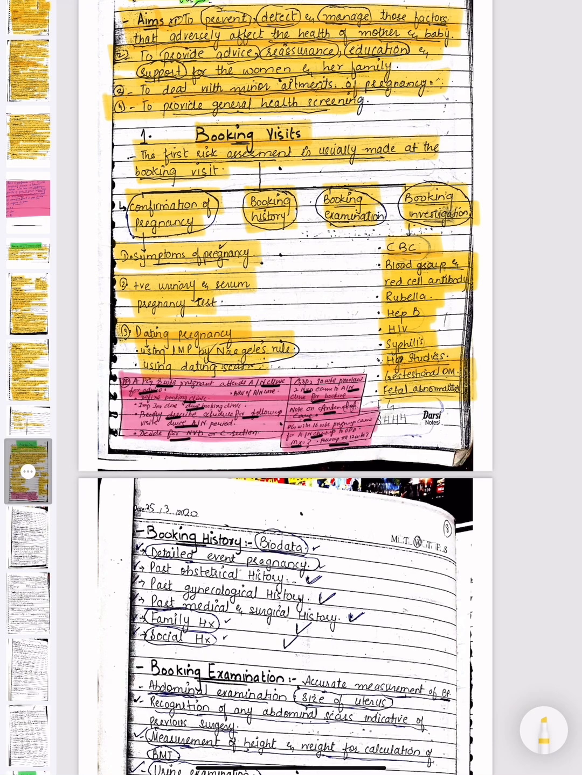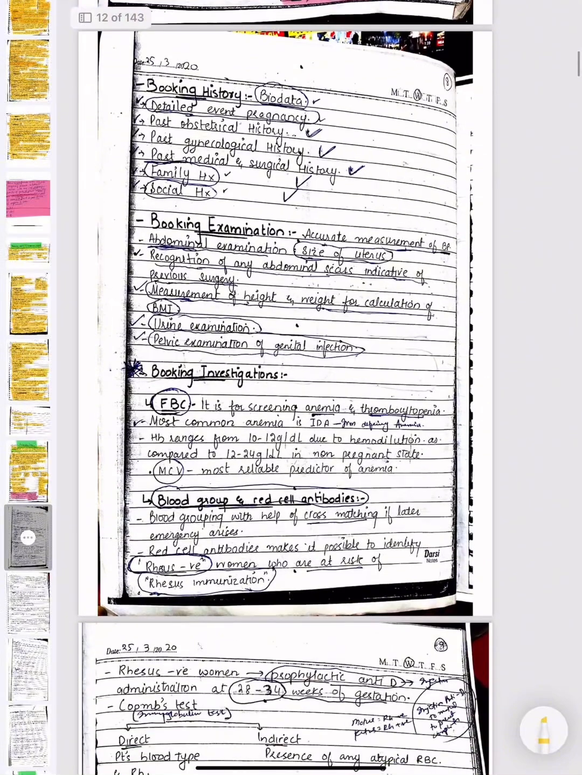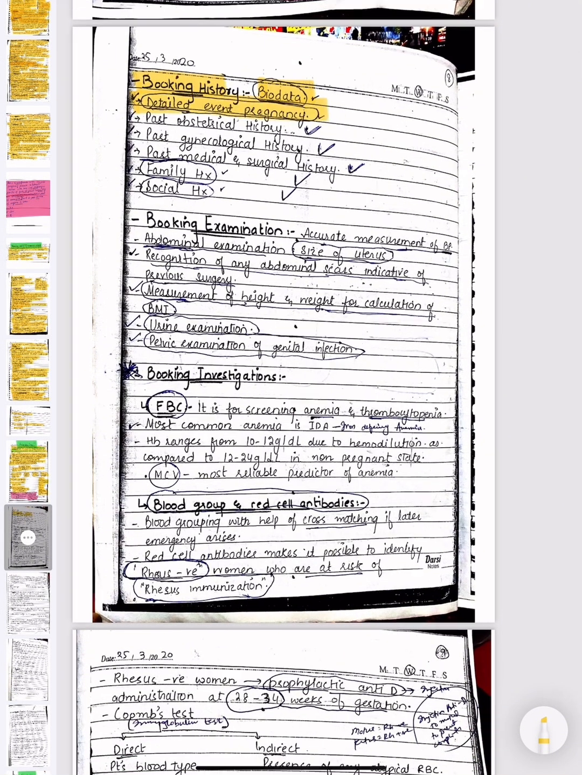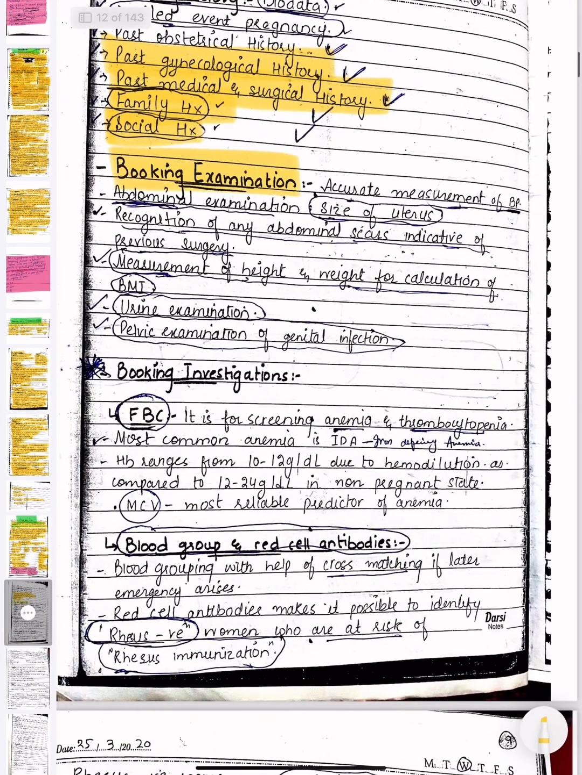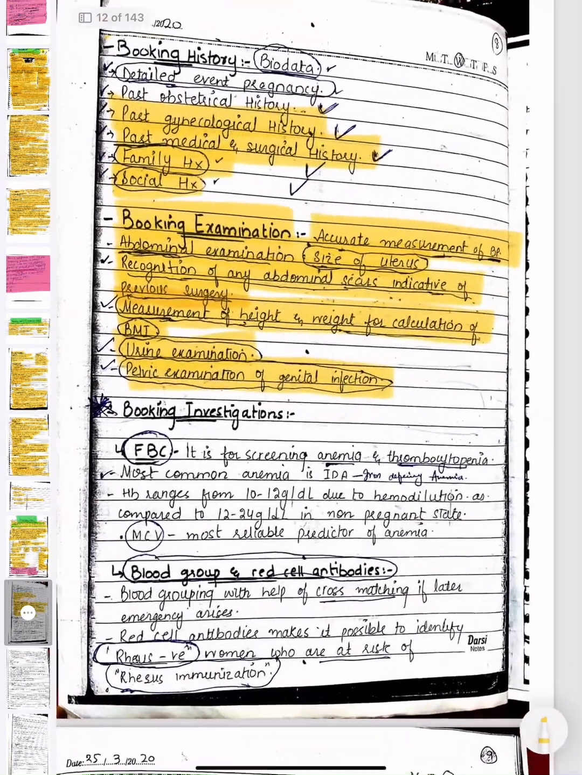After the confirmation of pregnancy, the next is the booking history, which includes biodata, detailed events of the pregnancy, past obstetrical history, past gynecological history, past medical and surgical history, family history, and social history. Now, booking examinations are done, which include accurate measurement of the BP, abdominal examination, the size of the uterus, recognition of any abdominal scars indicative of previous surgery, measurement of height and weight for calculation of BMI, urine examination, and pelvic examination for genital infection. These are done at the booking examination.